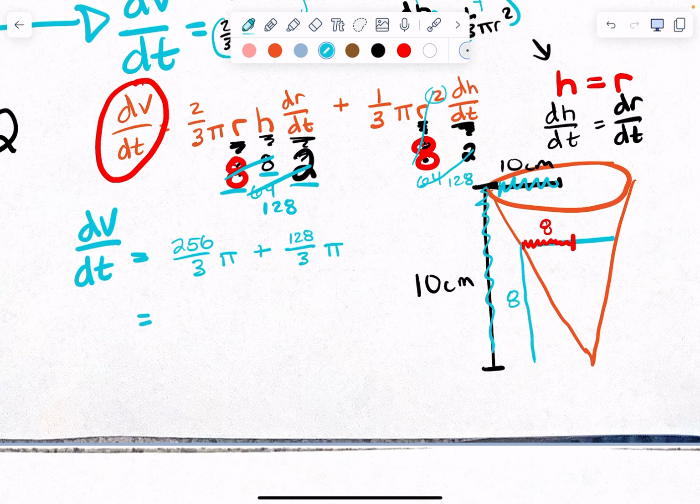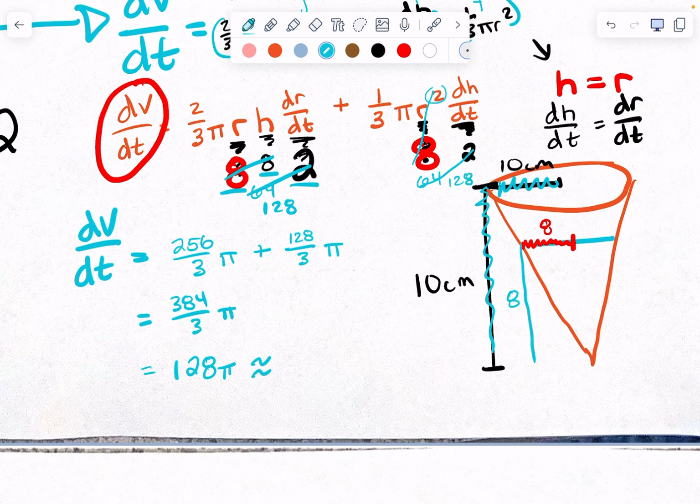Okay, if I add those thirds together, that's 384 thirds. Check that. Looks good to me. Does 384 divide by 3? Yes, it does. Let me think. 1, yes, it does. 2, no. 128. Did you do that in your head? Yeah, 128 pi, which is approximately.